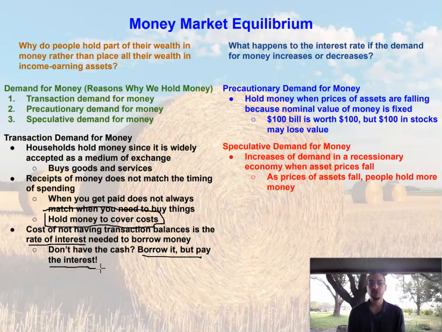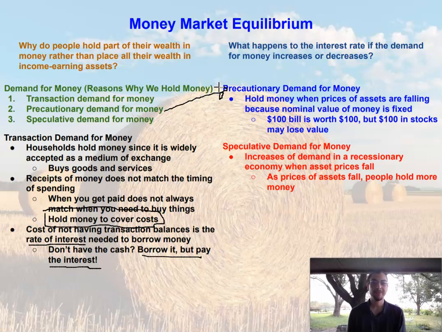We're just going to demand and hold on to that cash so that way we could buy things when we need it, buy those goods and services when we need it without actually having to pay that interest. So that's a component of transactional demand for money. The second aspect of this demand for money is this precautionary demand for money.